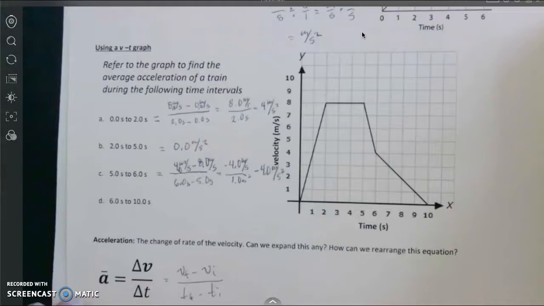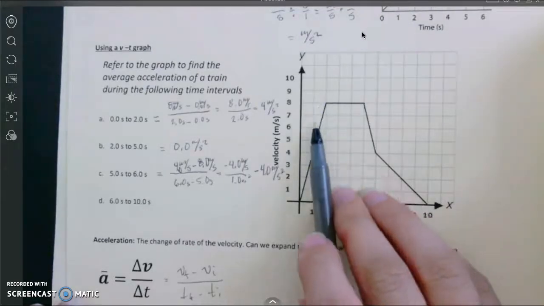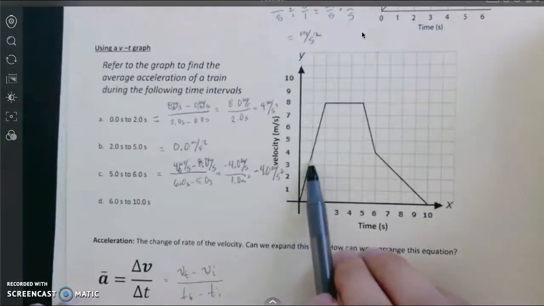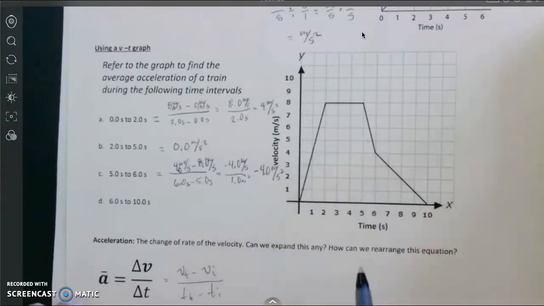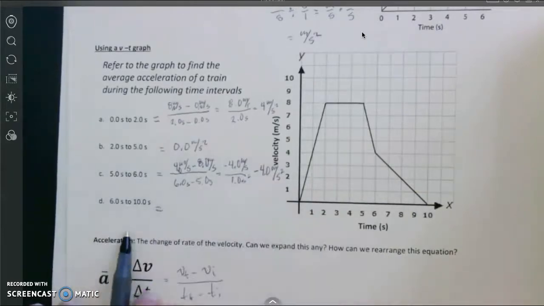Okay, now this should make sense because when I look at the slope of this line, I have the exact same slope here, only we have a positive slope and a negative slope. And now we want to figure out this last time interval there. So from 6 seconds to 10 seconds.